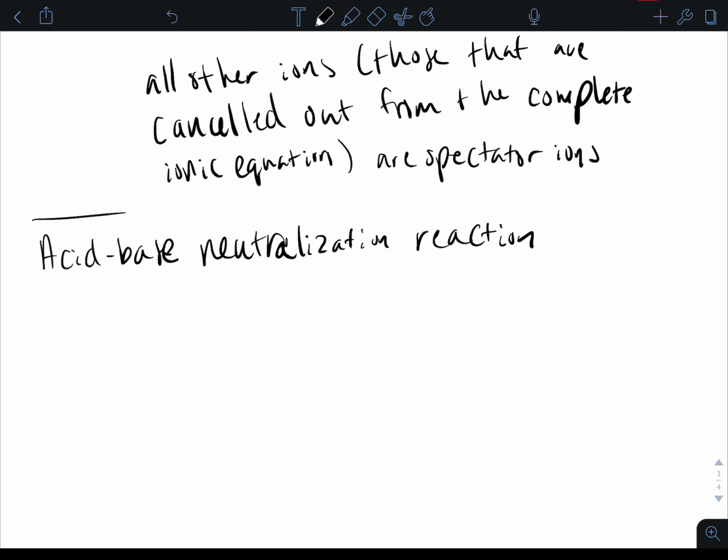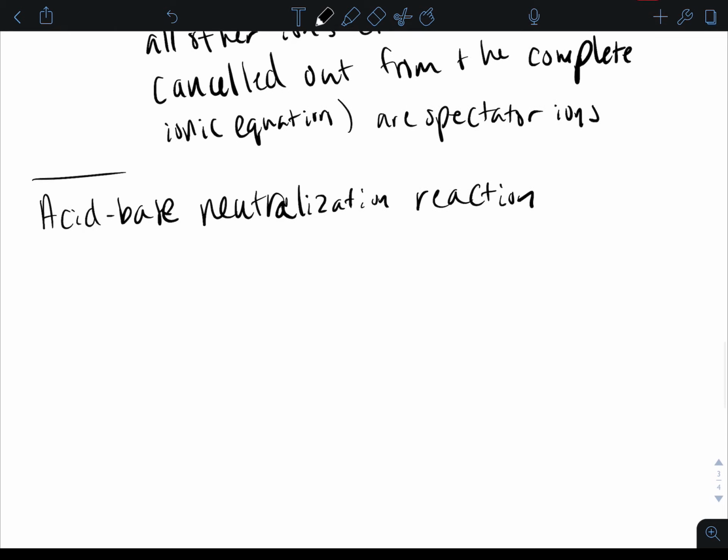Okay, acids are going to be substances that donate protons, and then bases are going to be things that accept protons. Acids are going to be things that have pHs lower than 7. Bases are going to be things that have pHs greater than 7. And if we have an acid-base neutralization reaction, we're going to take an acid, combine it with a base, and we're going to neutralize them both. Our neutralization reactions are going to be based on the type of base.